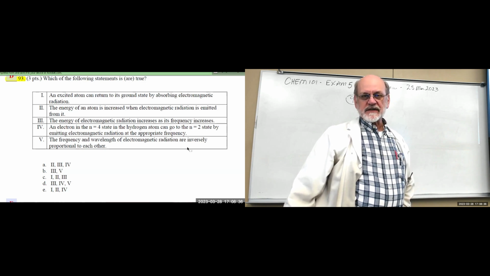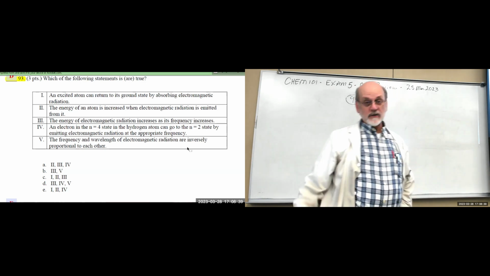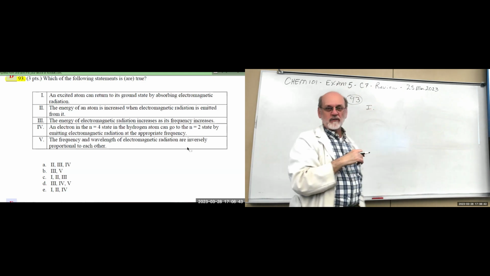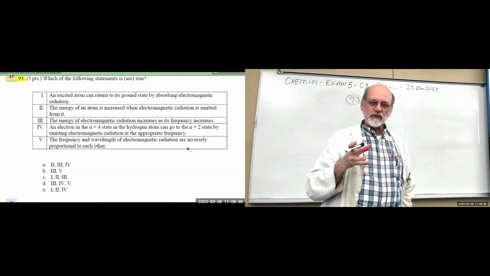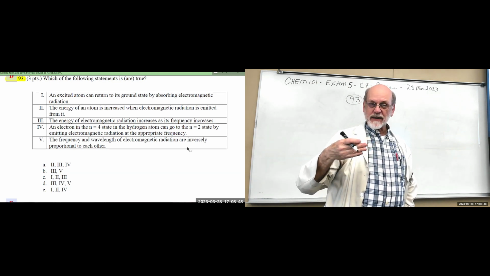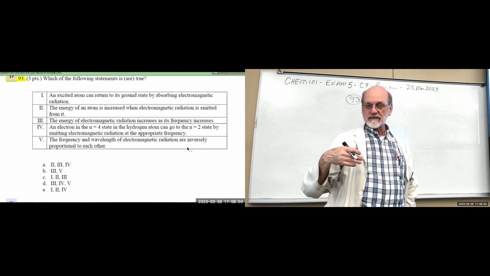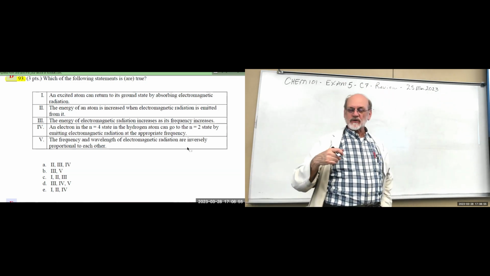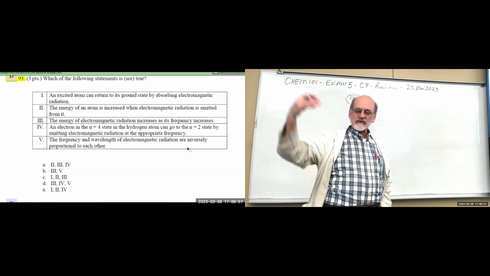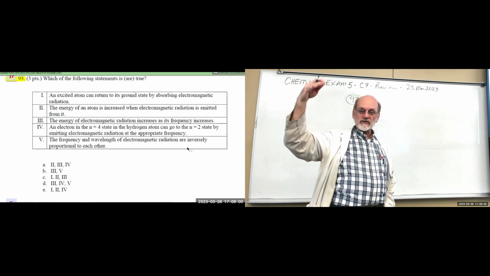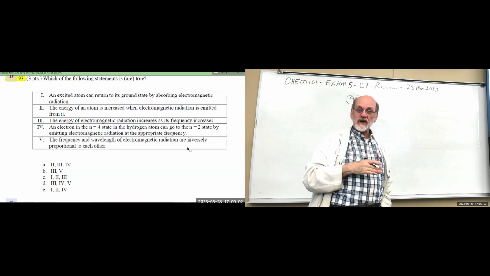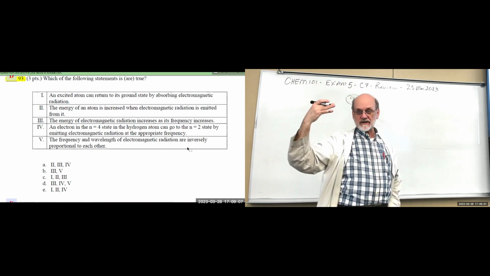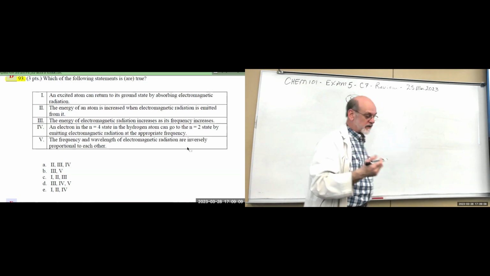Which of the following statements is or are true? So we got to look at each one of them. How about Roman numeral 1? An excited atom can return to its ground state by absorbing electromagnetic radiation. What happens when an excited atom returns to its ground state? An electron returns, so it goes from high energy to low energy. Right? So if it goes from high to low, it has to give up energy. Right? So 1 is false.